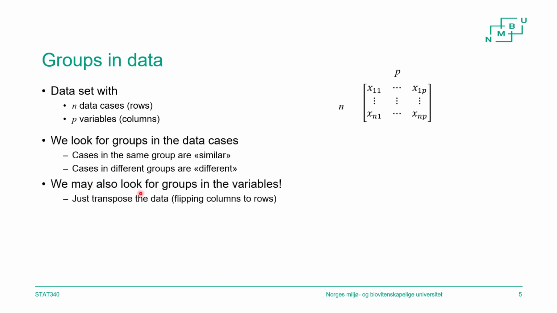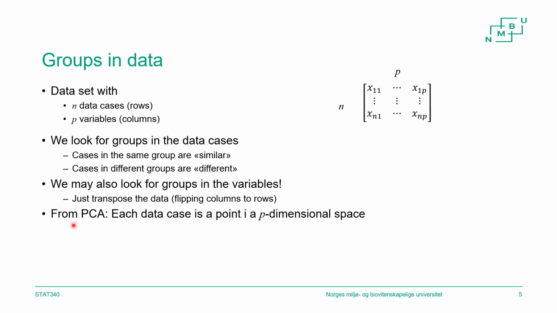In case you wanted to look for groups in your variables, that's legal because this is exploratory, so you can do whatever you like. Just transpose the data table. Flip it around so that rows become columns and vice versa. And then you do the clustering on those rows, which are then the original columns. So that's legal. But since that's legal, we say that given the data table, we always cluster the rows. That makes it so much simpler here.